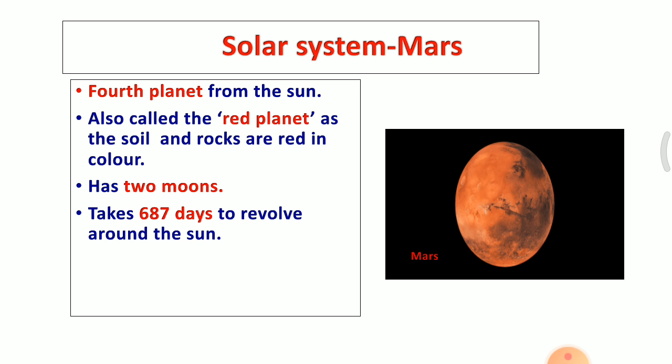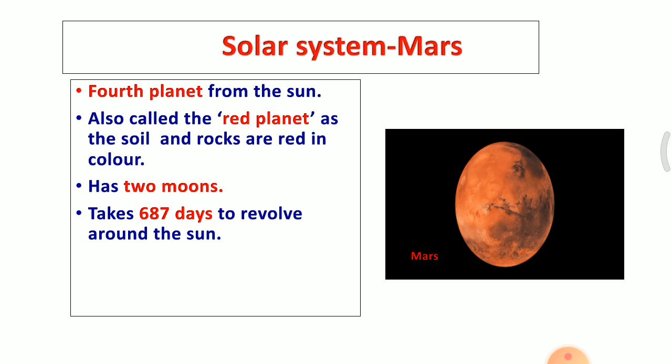The next planet in the solar system is Mars. The fourth planet from the sun is called Mars, also called the red planet, as the soil and rocks are red in color. It has two moons.